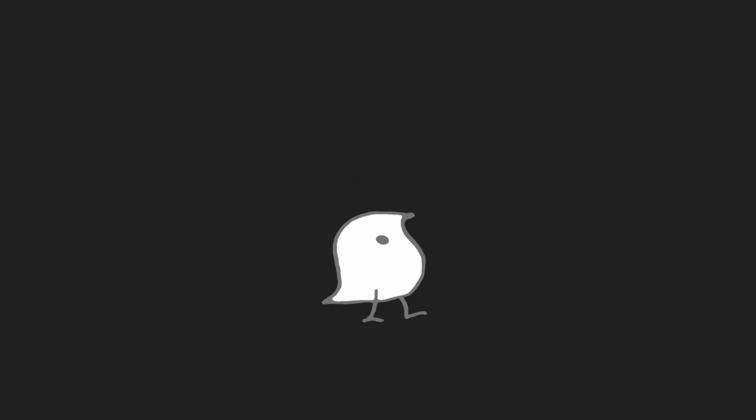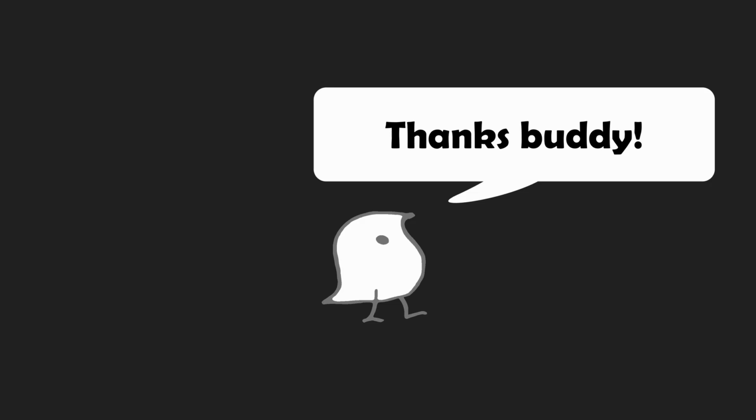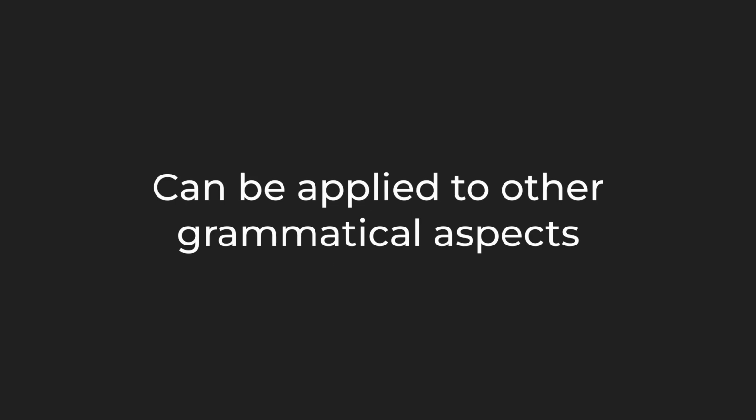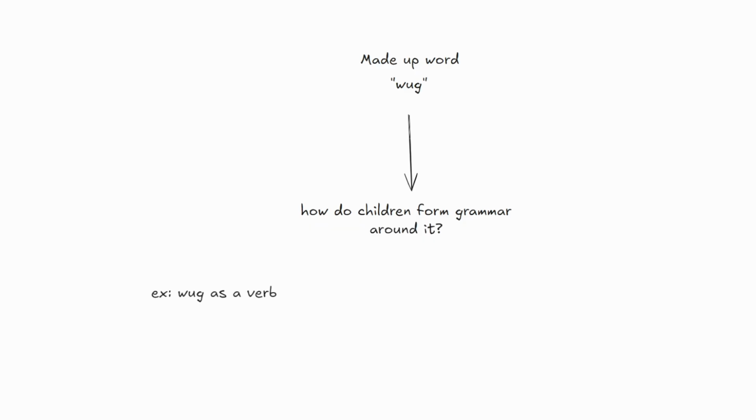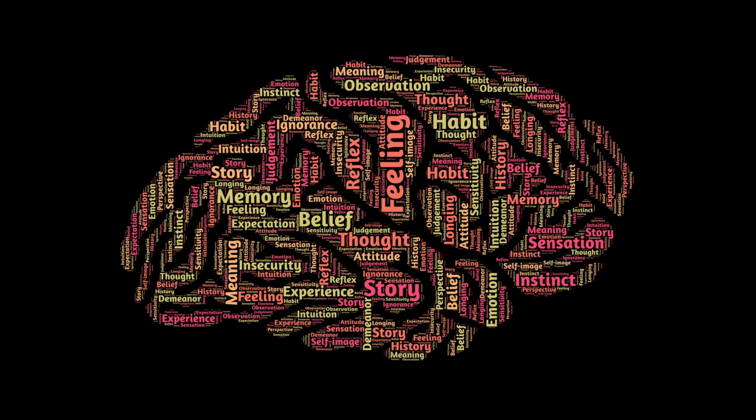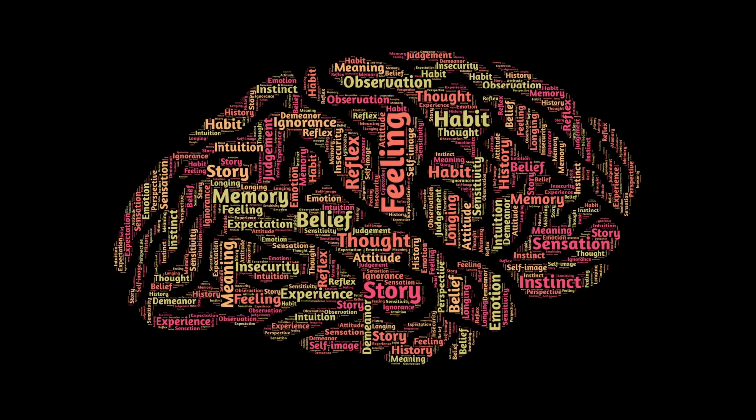The wug test is pretty cool and can be applied to other aspects of language learning, not just the plural. You might have to be creative to test things, but the idea is the same. You use a made-up word and see how children can form grammar around it. I could just change my wug to a verb. Let's say the verb to wug means to become a wug. I wug, he wugs, I'm wugging, he's wugging. Here again, you can see how grammar is translated directly into actual language use, even though wug is a made-up word.